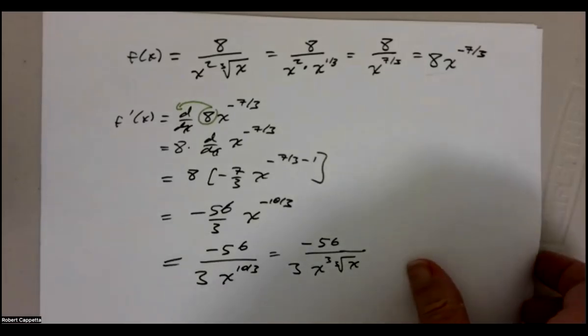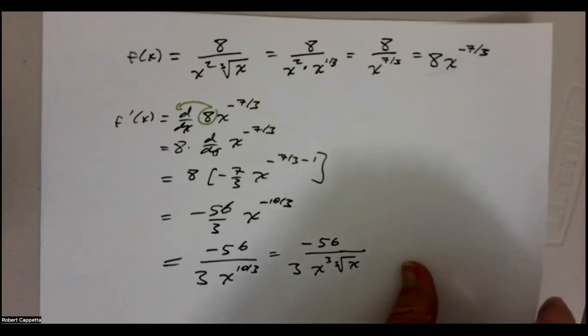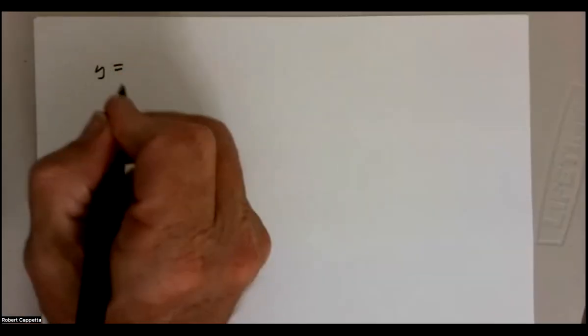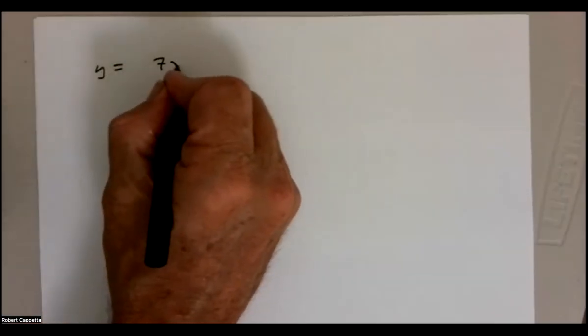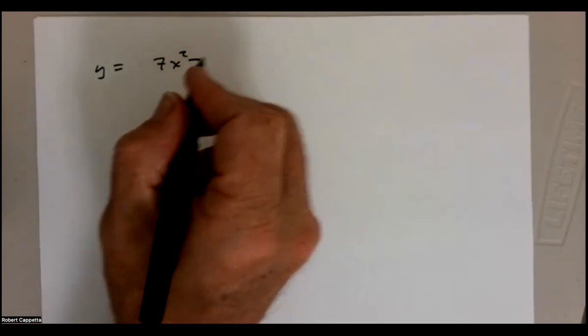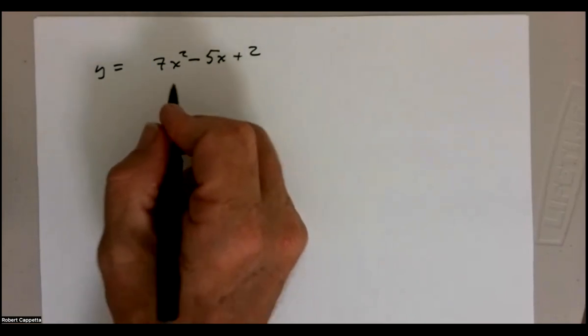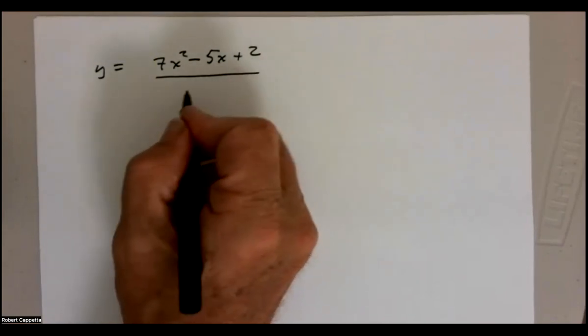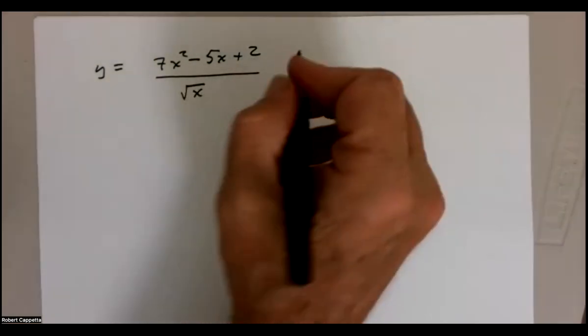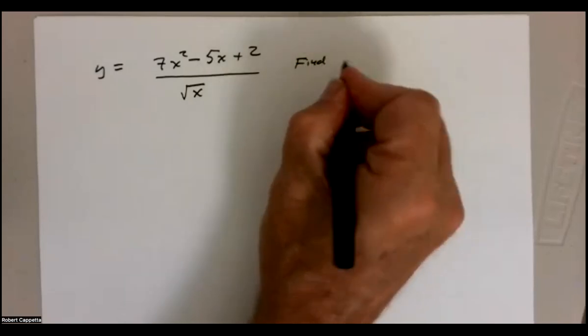And again, I don't want to use the quotient rule unless I have to use it. So how are we going to do that? What are we going to write on that one? So we have y equals 7x squared minus 5x plus 2, all over the square root of x. And my goal is to find dy/dx.